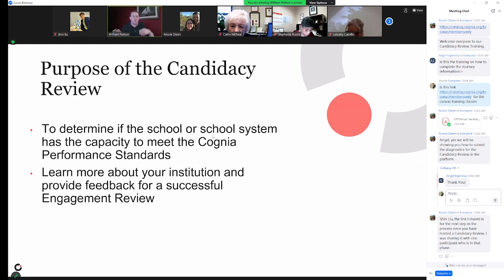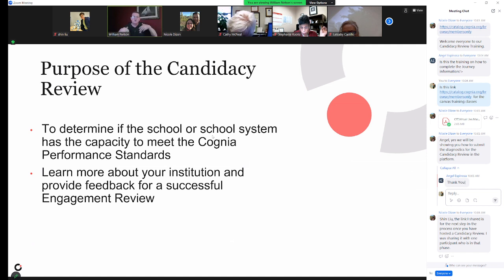All right, the purpose. Why do we have a candidacy review? Well, the biggest purpose is to make sure our institutions and partner schools are prepared, and to see if they have the capacity to meet the Cognia performance standards. This is a scaffolding process, because if you were to jump right into accreditation engagement review, it is very rigorous, it is very complex, and it is very challenging. The reason we have candidacy is to prepare you for that full process and to make sure your institution understands where it needs to be in order to go through that big process.